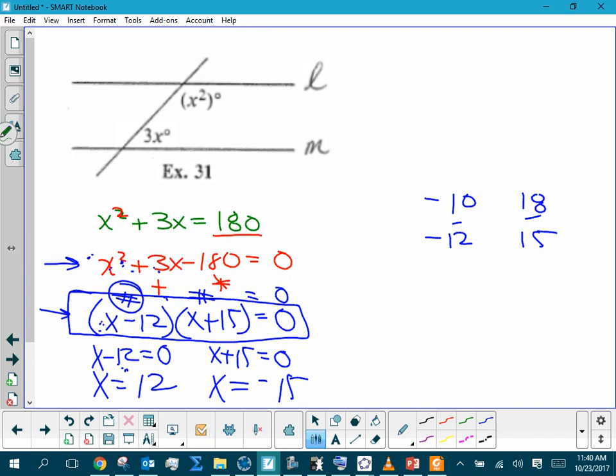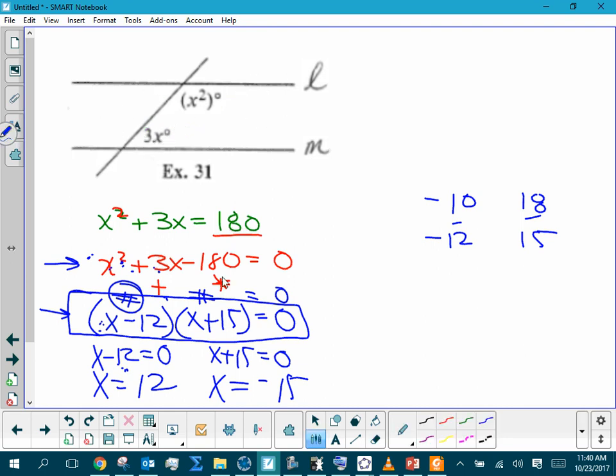If I plug 12 in, what's 3 times 12? 36. Is 36 an okay number for an angle? Yeah. What's 12 squared? 144. Is 144 an okay measurement for an angle? Yeah. Add those together, what do you get? 180. Okay. Now, let's take the negative 15.